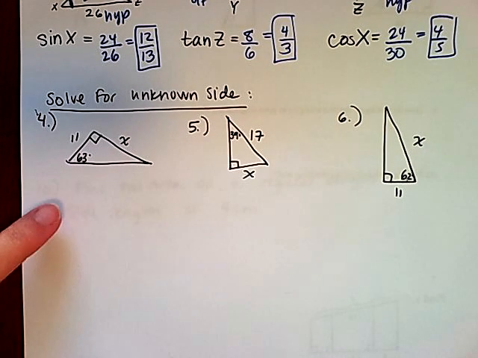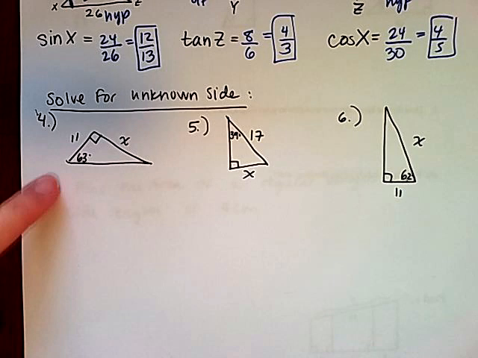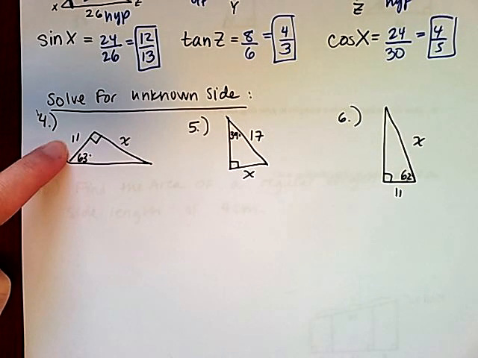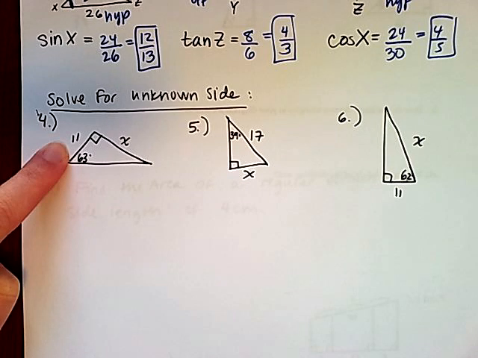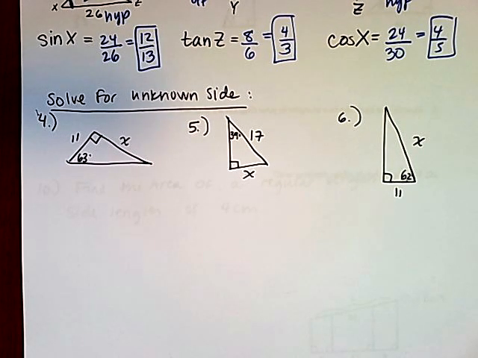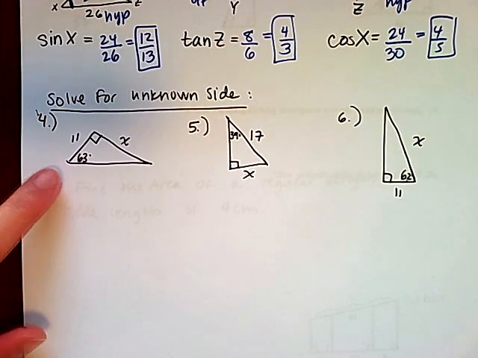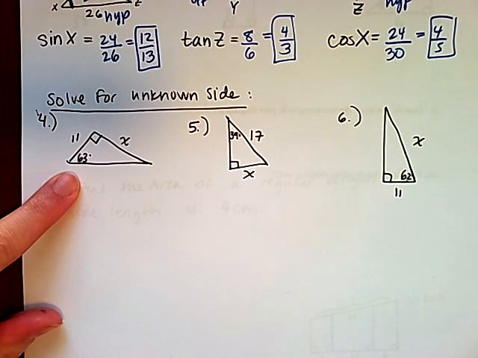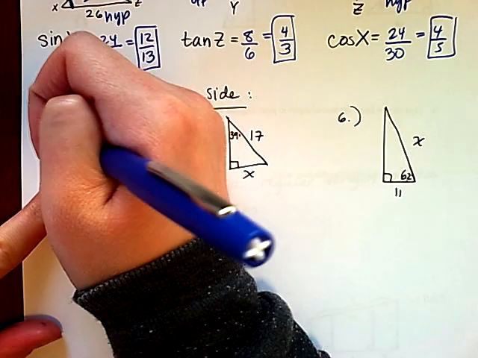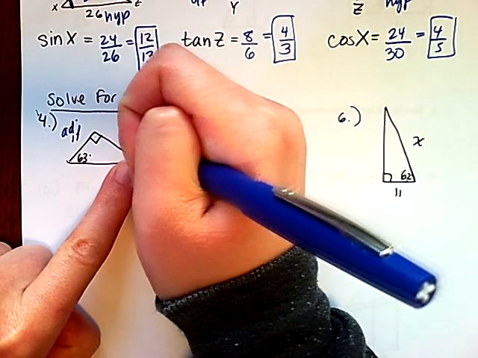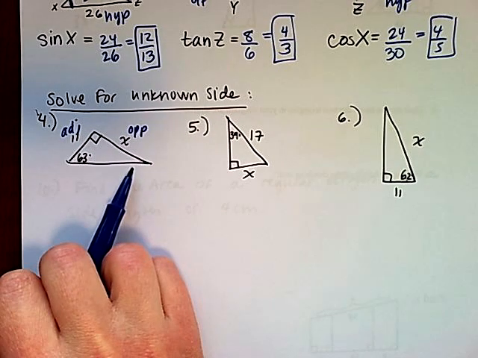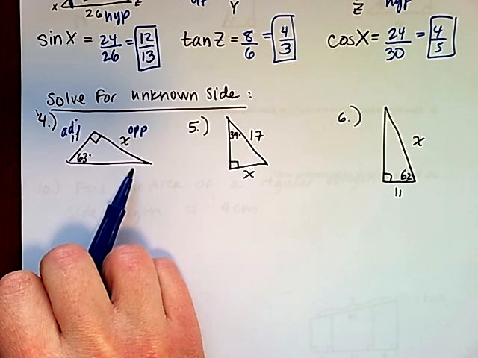So the key is we're going to set up a trig ratio that involves the given information of the 63-degree angle and the 11, the length of the one leg. And we're going to try to set up a ratio that involves this information plus the side I'm trying to solve for. So if I'm thinking about angle 63, then the two sides that I have given would be 11, which is the adjacent side, and x, which is the opposite. Now, I'm neither trying to find the hypotenuse nor do I know it, so I'm not even going to consider it.